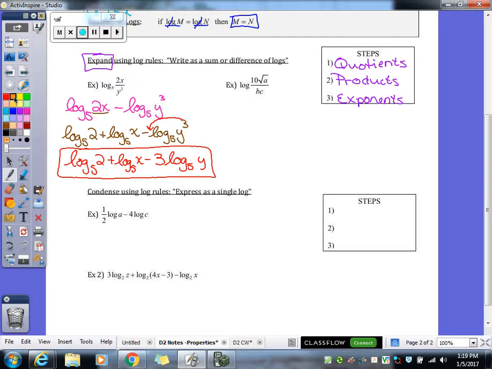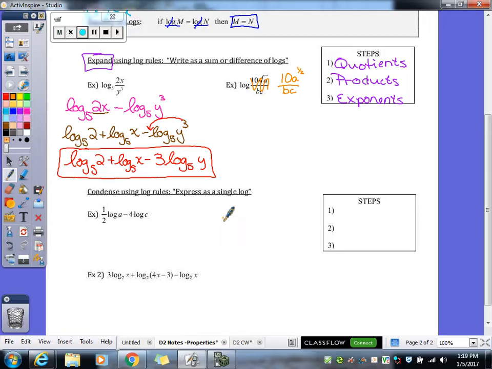For our next example, we have log of 10 square root of a all over bc. But anytime we have a radical, we have to rewrite that as a fraction exponent. So if I'm taking the square root of a, how would I write that as an exponent? Not squared. To 1/2. So you want to change that so that it's your fraction exponent as opposed to your radical first. So 10 times a to the 1/2 all over bc.